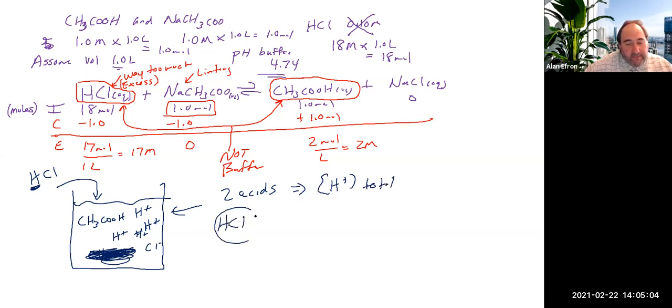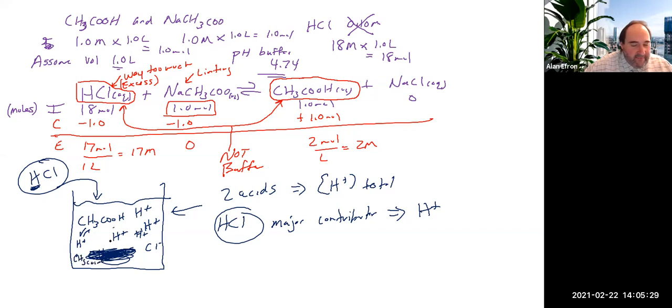Out of the two, probably the HCl that you added is going to be the major contributor, because it just needs to dissociate to produce that H plus. But the acetic acid will still do its little reversible reaction and produce some H plus and some acetate. But by having all that H plus, it's also going to force the equilibrium back the other way and keep it together. So the HCl is probably going to be the major contributor.